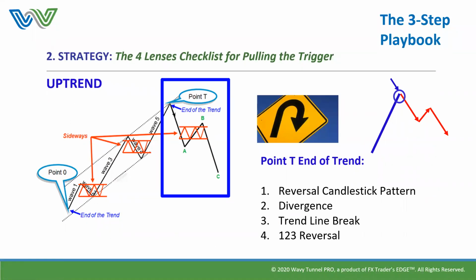So let's talk about the 4 lenses checklist for pulling the trigger. We're going to look at this, the blue box in here. This is the point T, end of trend, and 4 simple points. Look for a reversal candlestick pattern up here, look for divergence, look for the trend line break. Remember I said that the trends fall within channel lines, and then look for a 1, 2, 3 reversal.